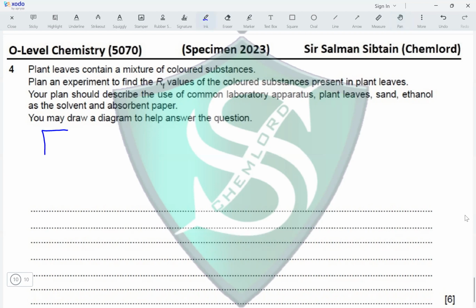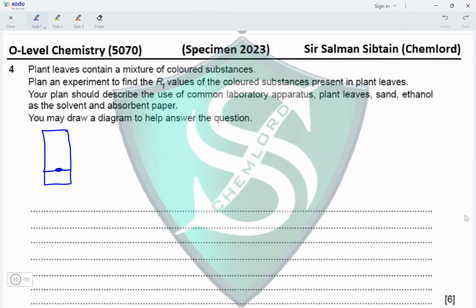This is our paper which they call the absorbent paper. We will draw a baseline on it and we will place a sample of our plant leaf solution here. And now we label this. This is called the absorbent paper. This is called our baseline, and this is our sample spot. Okay, so now we have prepared our paper for performing paper chromatography.